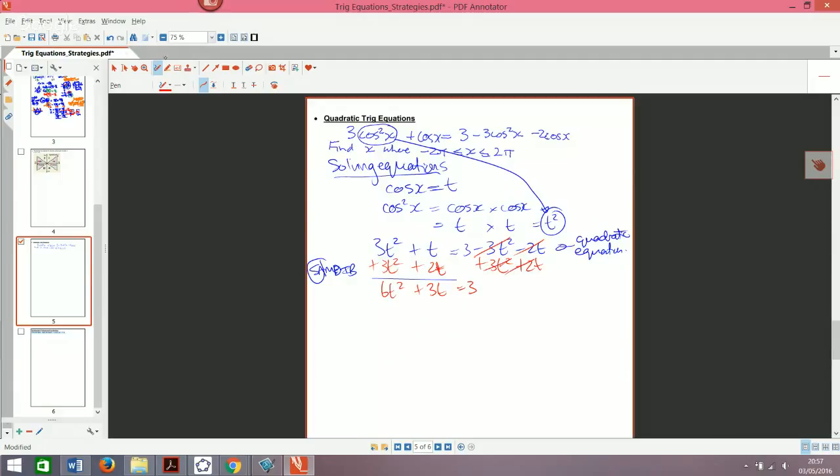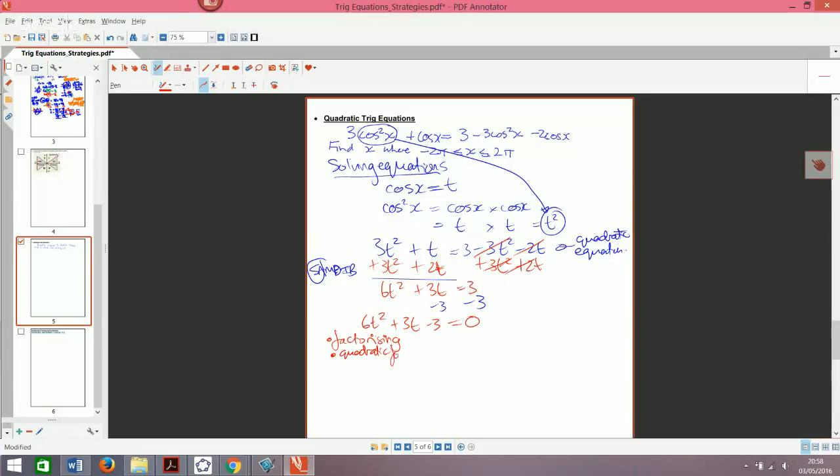And then I want that 3 because the only way I can solve a quadratic equation is by setting it equal to 0. So I'm going to take 3 from both sides. And so now I've got 6t squared plus 3t minus 3 equals 0, which is great because I know I can now solve this. And there's only 2 methods for solving quadratics. Well, there are more, but they come to the same thing. You can solve all of them using these 2 methods.